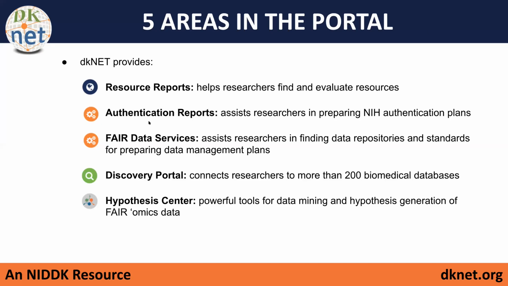The second, related to this, is authentication reports. We're going to talk a little bit about that during the course, but you'll also see a demonstration of this today. This relates to the NIH guidelines on rigor and reproducibility and the need to make sure that when you're submitting a research grant or a research paper, you have properly authenticated the resources that you are planning to use. So if you're using a cell line, you need to tell the reviewers of the papers and grants, how do you know this is the cell line that you think it is? Obviously, a critical pillar of reproducible science is that we're actually studying the things that we say that we're studying. So we maintain a whole section that helps with understanding NIH guidelines on rigor and reproducibility, and also how you can use dkNET to help prepare an authentication plan.